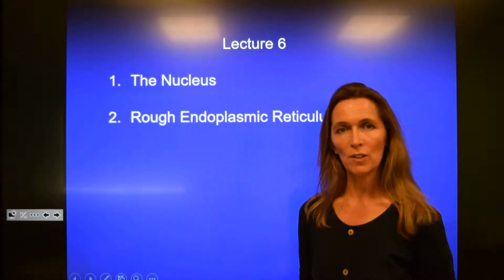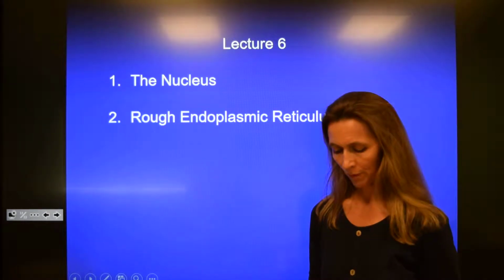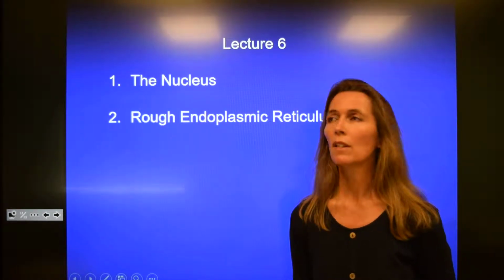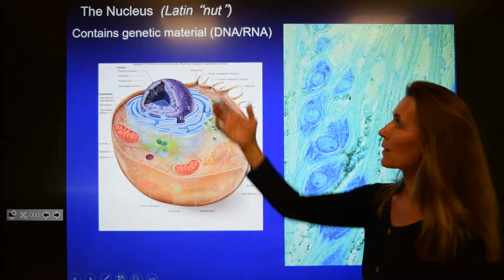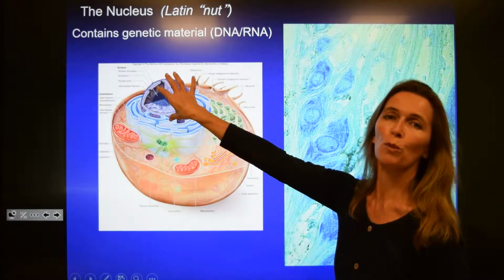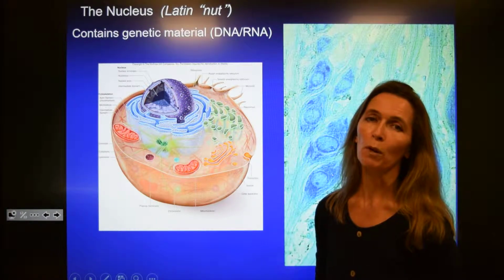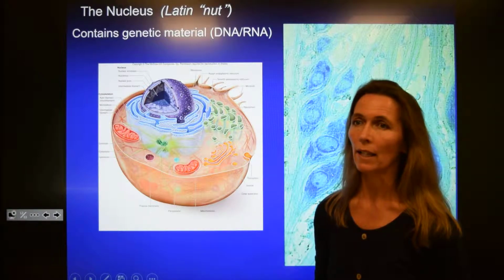So we continue with lecture 6, where we cover the nucleus and the rough endoplasmic reticulum. Let's start with the nucleus. The nucleus is the Latin word for nut, and as I said, it is a very prominent structure within the cell that contains the genetic material in form of DNA or RNA.